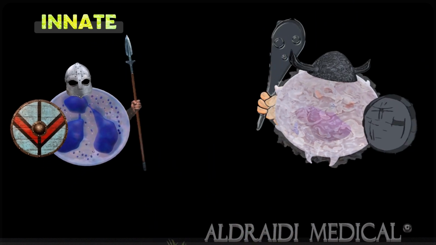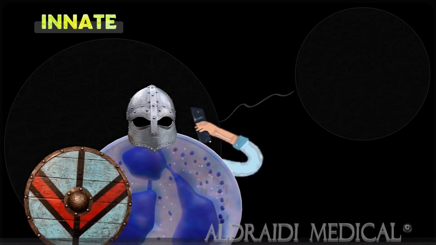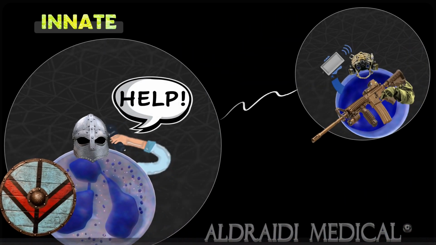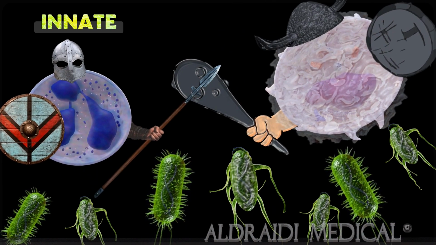But if this innate response is unable to control the situation, then it will call for help from the more advanced and sophisticated adaptive immune system. And it helps keep us alive while the adaptive immune system is gearing up its highly specific army of cells and antibodies that can eliminate the infection.